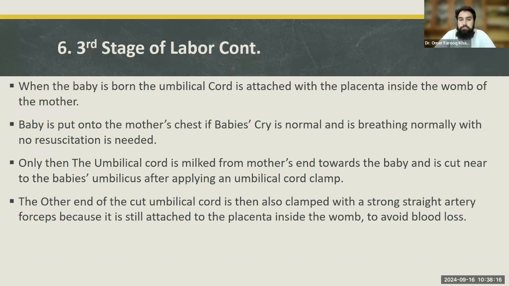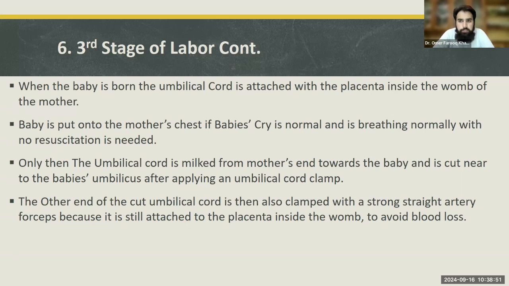And when that oxytocin is released in the mother, it helps in the delivery of the placenta, it also helps in the contraction of the uterus, and it decreases the risk of postpartum hemorrhage as well. So the baby should be directly put onto the mother's chest if there is no resuscitation needed and the baby is normal. It should be brought back to the mother as soon as possible. Only then is the umbilical cord milked from the mother's end towards the baby.